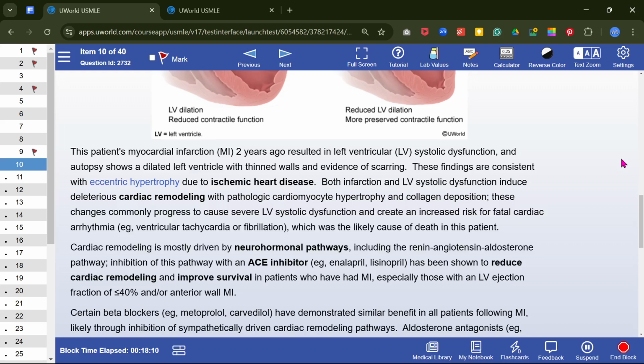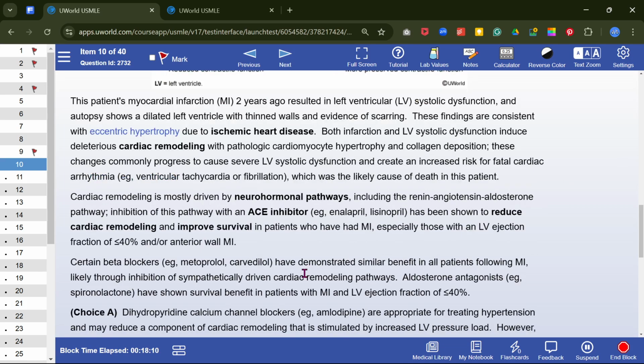Cardiac remodeling is mostly driven by neurohormonal pathways, including the renin-angiotensin-aldosterone pathway. Inhibition of this pathway with ACE inhibitors, enalapril, lisinopril, has been shown to reduce cardiac remodeling and improve survival in patients who have had MI, especially those with left ventricular ejection fraction less than 40% and anterior wall MI.